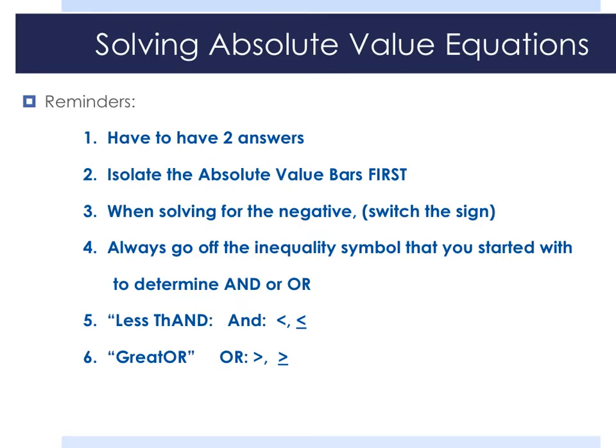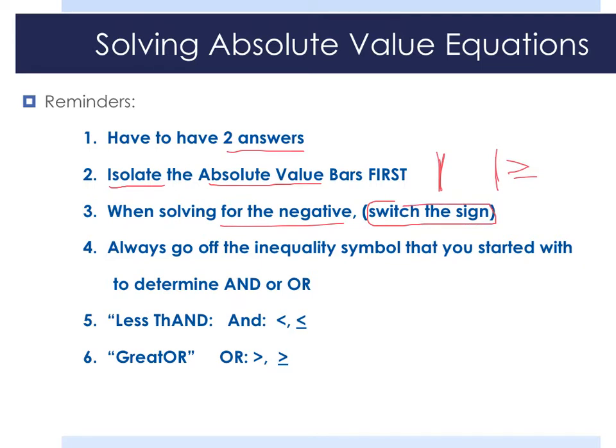Here are some reminders. Number 1, absolute value inequalities have two answers. To solve an absolute value inequality, we have to isolate the absolute value bars first. So that means we want the absolute value bars alone on one side of any inequality, whether it's less than or equal to, or potentially greater than or equal to, but these have to be alone. When we're solving for a negative, remember we need to switch the sign, or what we say, flip the switch.